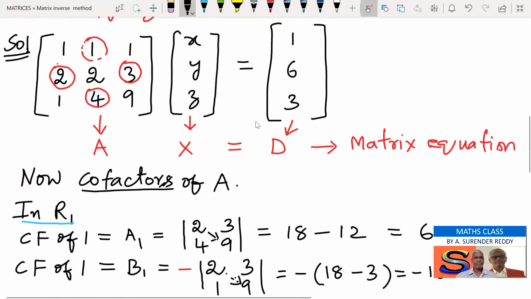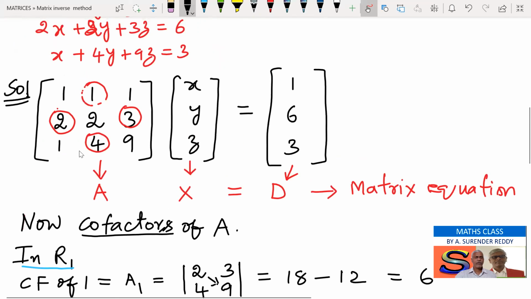Look at this. For third row, second element 4. So leave the third row. So 4 lies in second column, leave second column. So after leaving this third row second column, we will be left with 1 2 1 3.